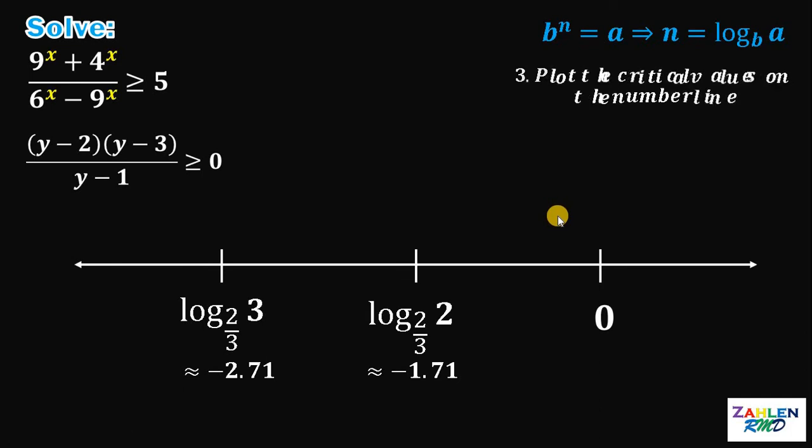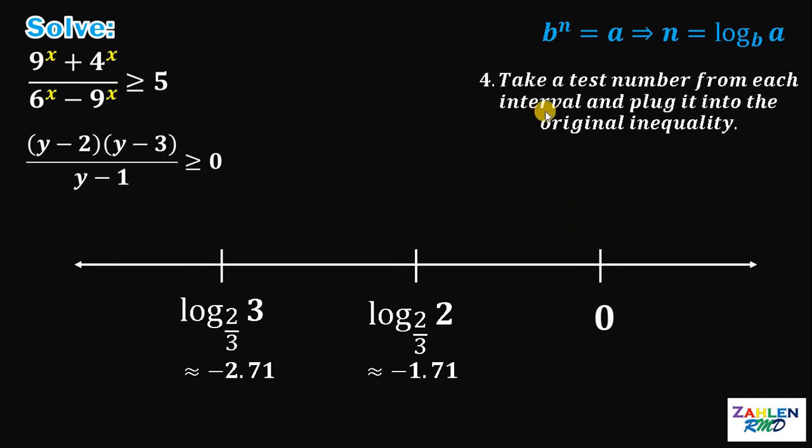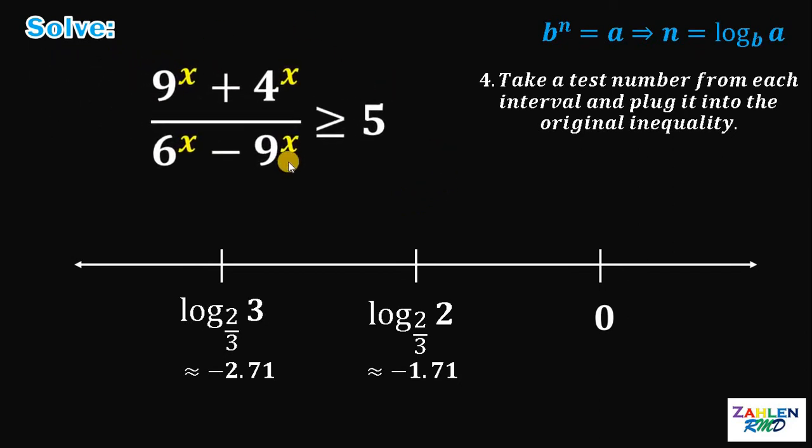Now let's have step number 4. We need to take a test number from each interval and plug it into the original inequality. If it makes a true statement, then the interval from which it came is in the solution. Otherwise, if it makes a false statement, then the interval from which it came is not in the solution. So again, we will use the original inequality, and then let's have our test values.